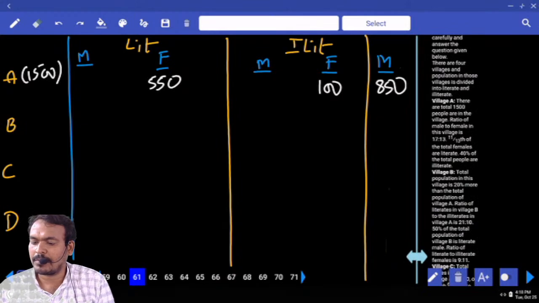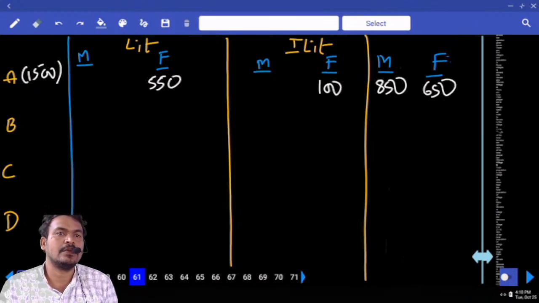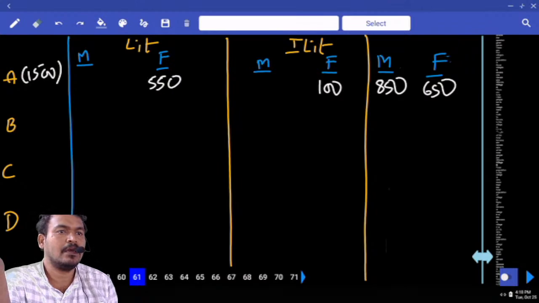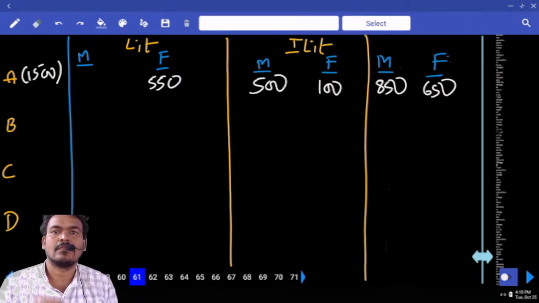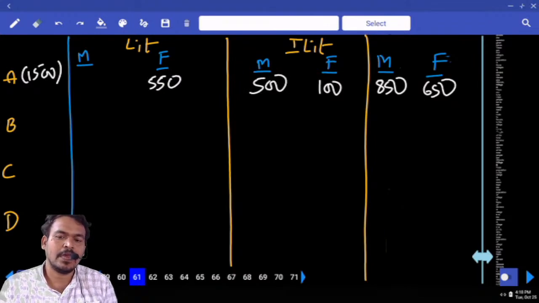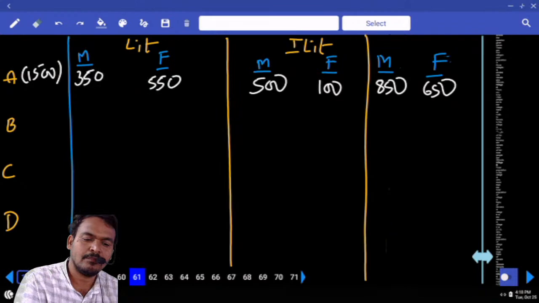40% of the total people are illiterate. What is the total people? 1500. In that 40% is 600. That 600 is the illiterate value. Out of 600, already 100 is female illiterate. Remaining 500, yes or no? Next, what are the total males? 850. In that illiterate males 500, remaining 350 are literate males.